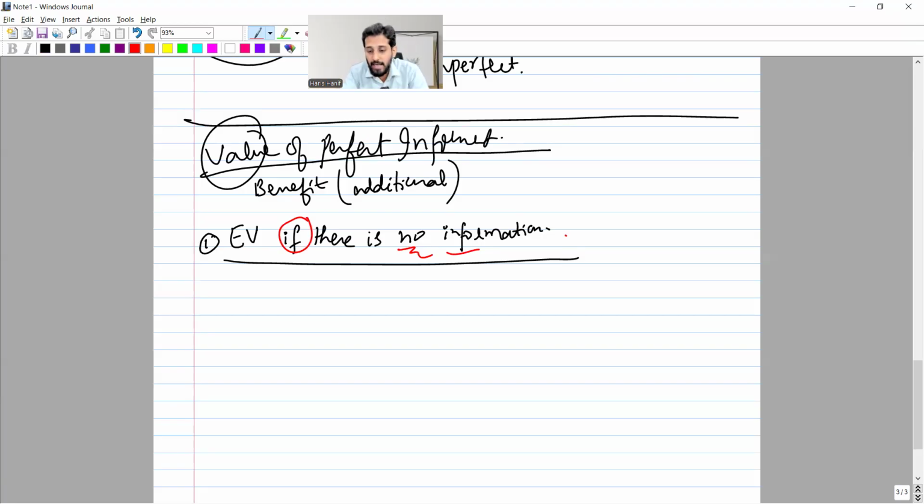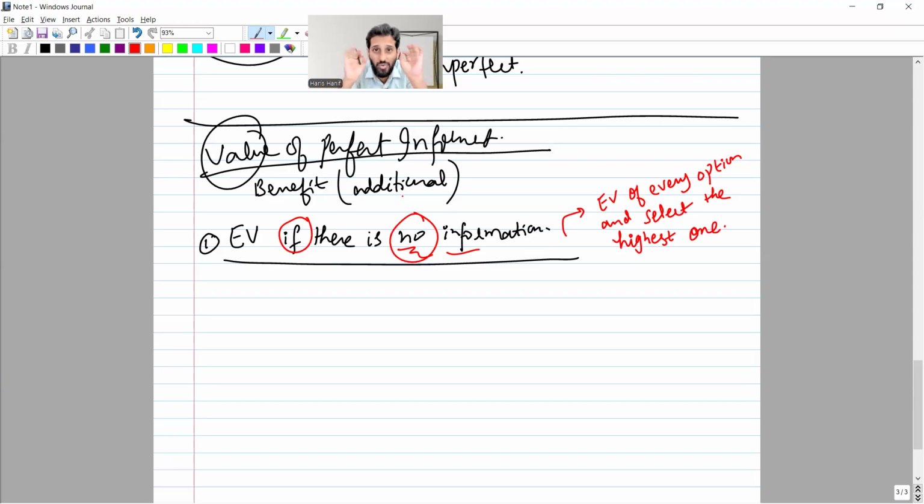Now, what does it mean? It means calculate the EV of every option. See that I have no information at all. So, definitely, I will be selecting the decision with the highest EV. It means the EV of every option, and select the highest one. If I have no information, naturally I will be selecting the option having the highest EV.